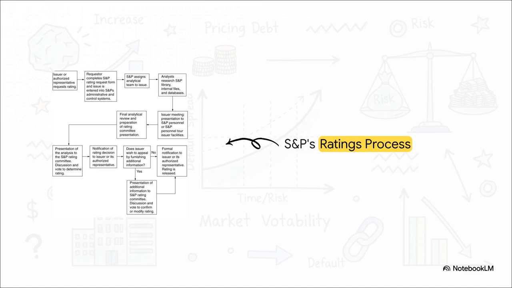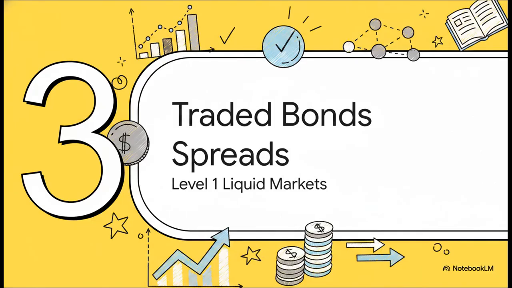They assign letter ratings where AAA represents the absolute highest rating with the lowest default risk, and as the risk goes up, the ratings decline all the way down toward D, which literally stands for default. Generally, anything BBB or above is considered investment grade, meaning it's relatively safe. All right, let's move to Section 3, Spreads for Traded Bonds. This is Level 1, Liquid Markets.